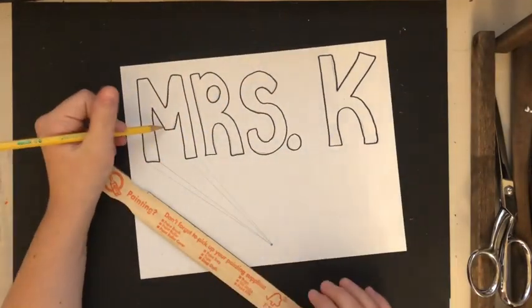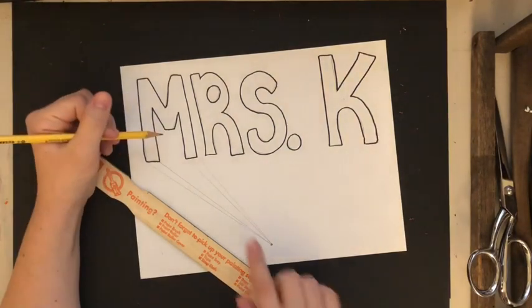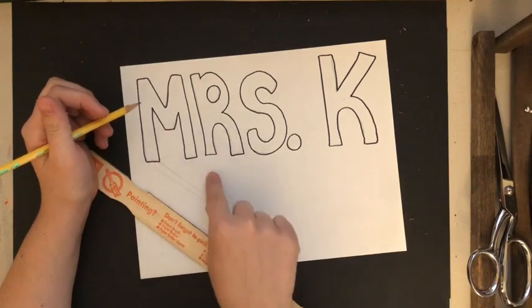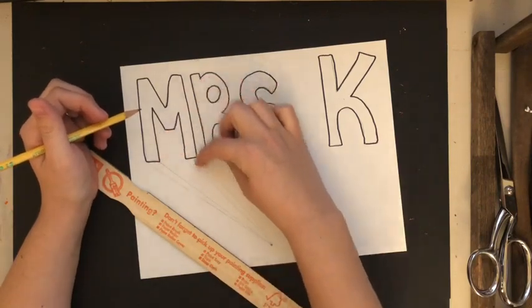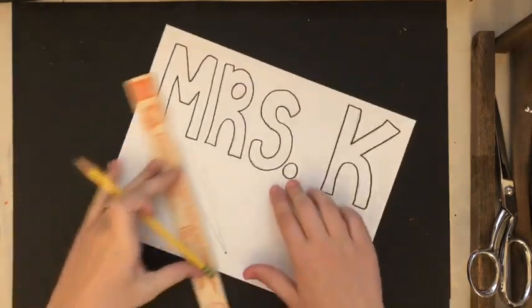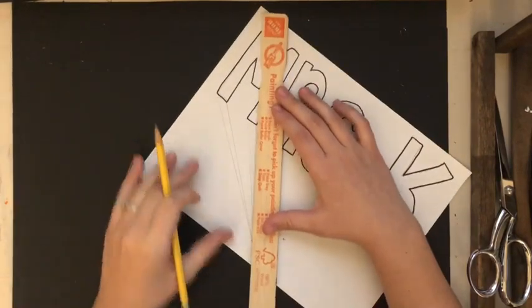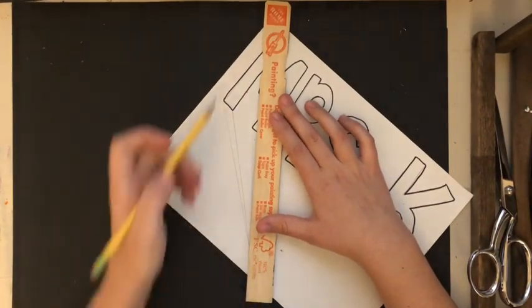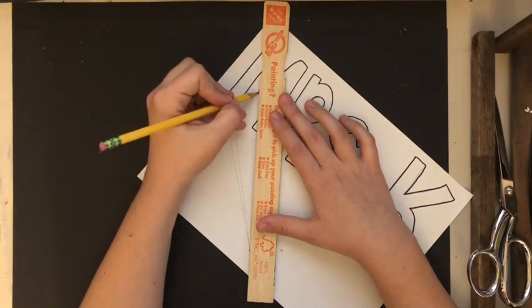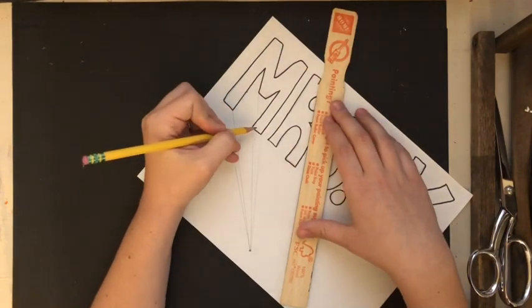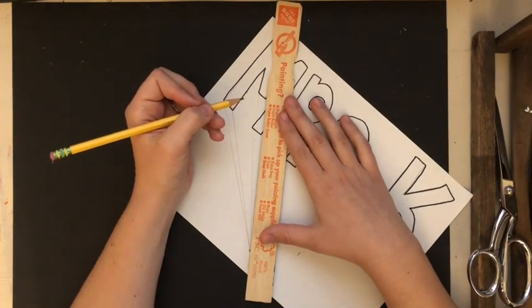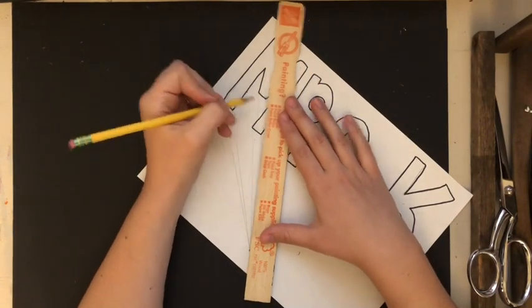And then I do have this part. Since this part is higher up than this, you're just going to show where it goes to. So for example, I'm going to take my straight edge, put it to the dot, put it to this bottom corner of my M, but it's only going to go to here, and then it's going to disappear.